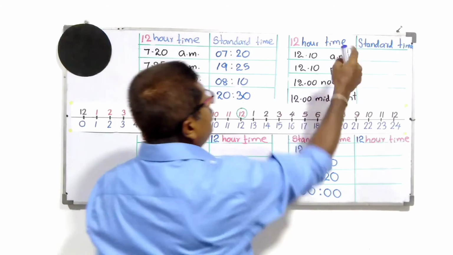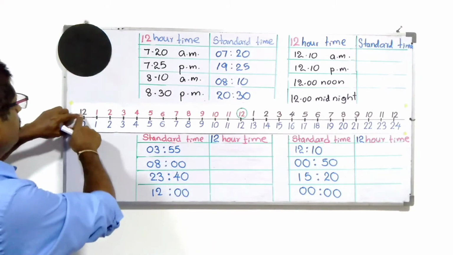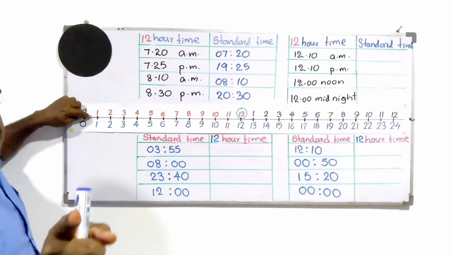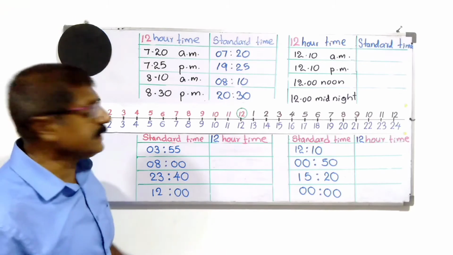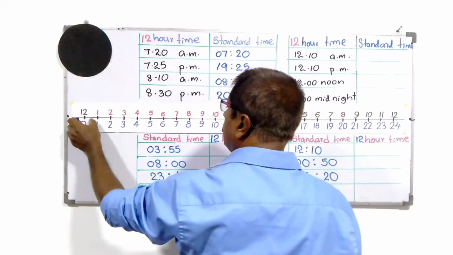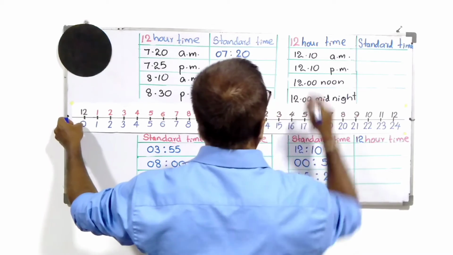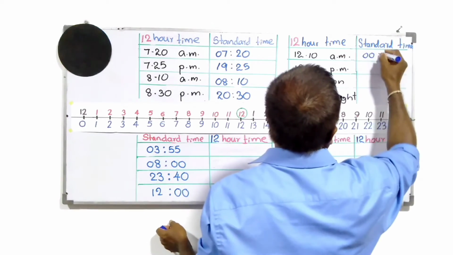Then 12:10 AM. Here you are. 12:10 AM. Here it is a very special case. In 24-hour format that is 00. It has not yet come to 1. So 00:10.